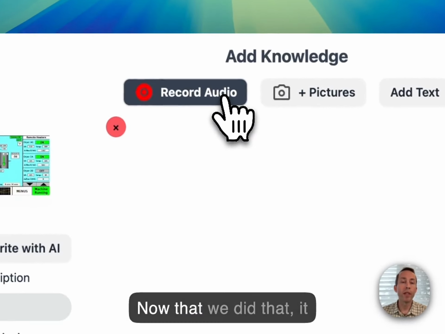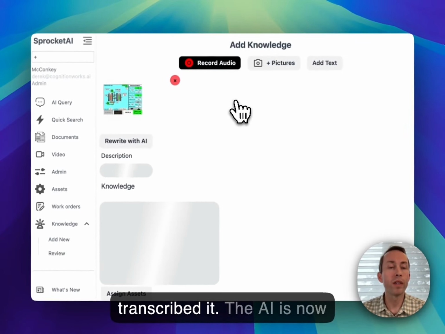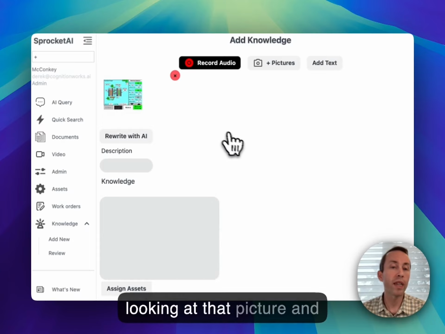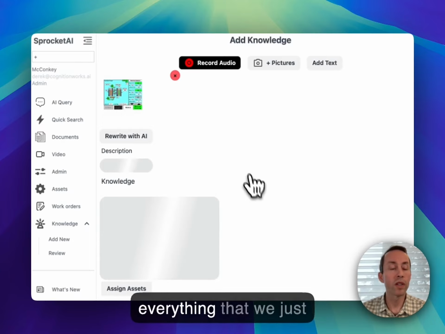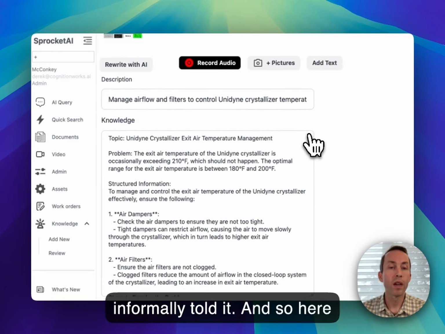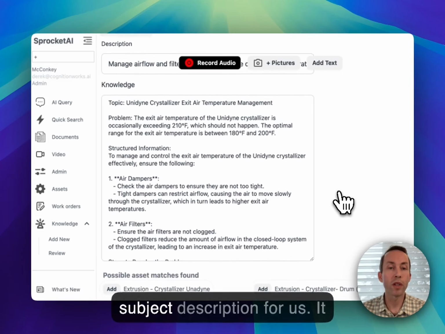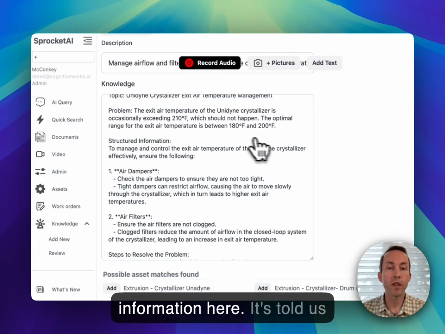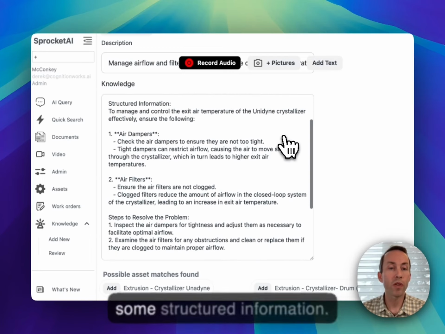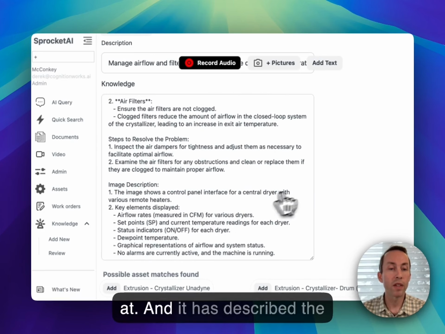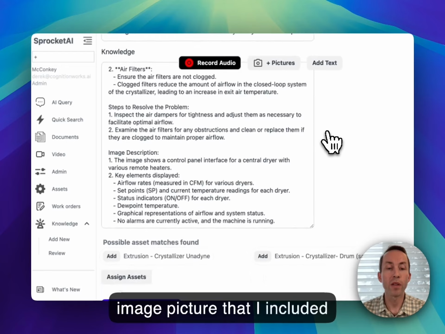Okay, now that we did that, it transcribed it. The AI is now going to write up a process document for us based on looking at that picture and everything that we just informally told it. And so here we go. It has written up a subject description for us. It has given us some structured information here. It's told us what the problem is, given us two major things that we've got to take a look at, and it has described the image, the picture that I included there as well.